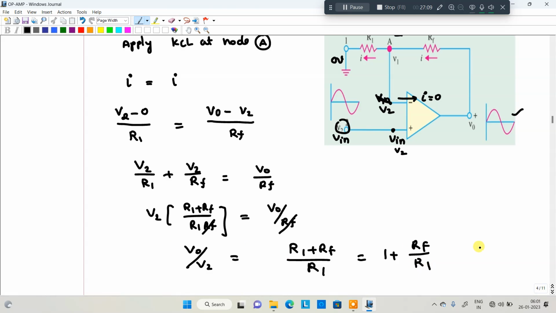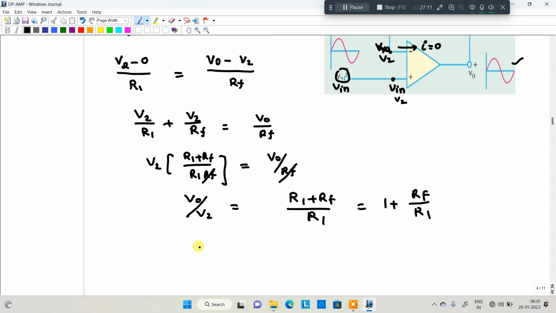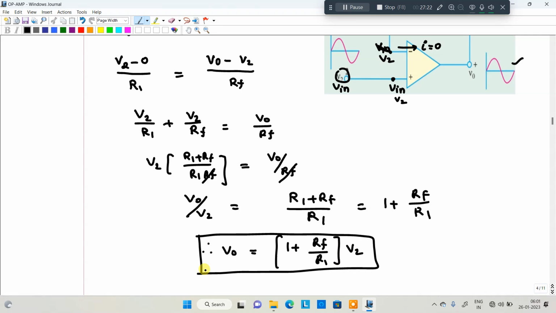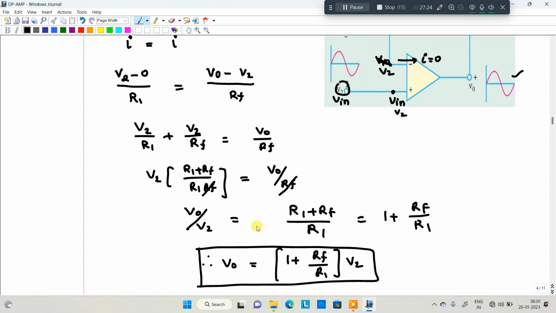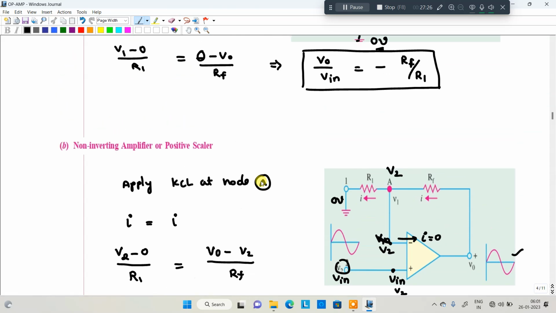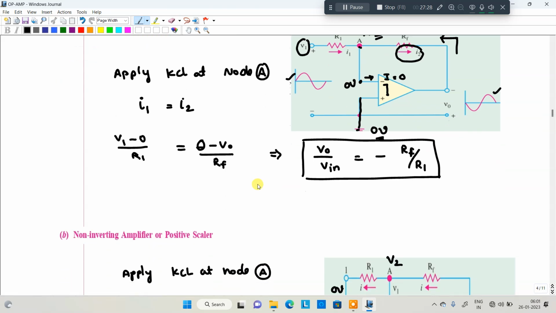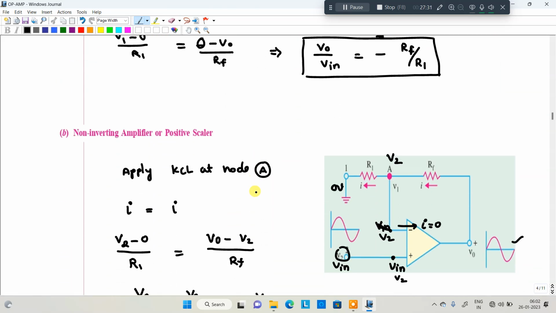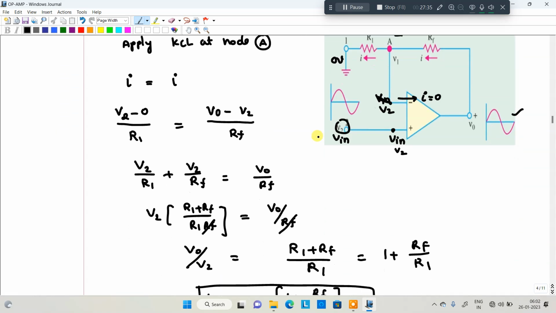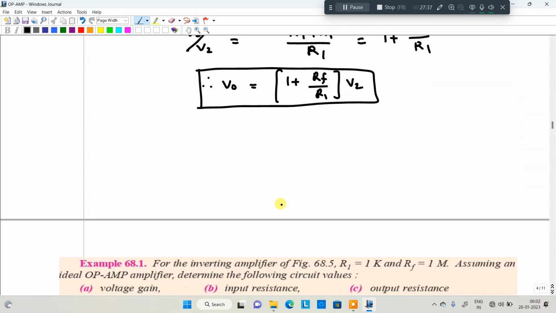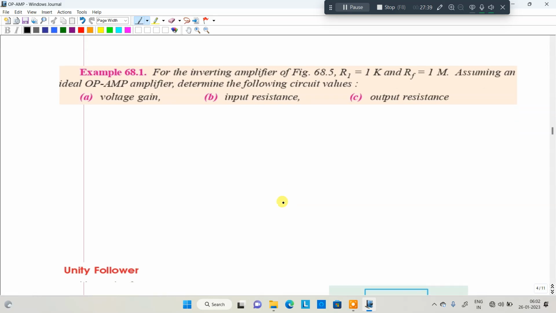This is an important formula. So finally, what is V0? V0 is equal to 1 plus RF divided by R1 into V2. This is the formula of the non-inverting case. So very important. You can expect one question from this inverting, non-inverting case. Maybe a problem or this particular formula might be asked. Okay. Next we are going to the next topic, problems we are going to discuss.